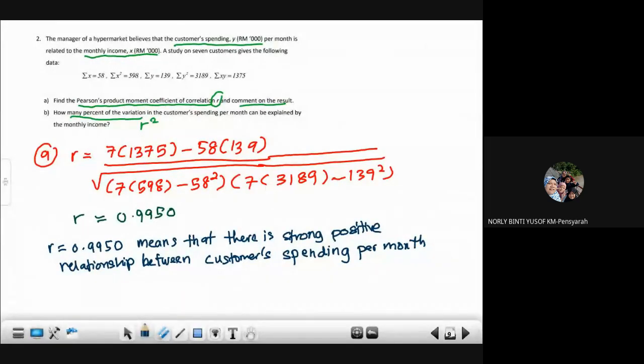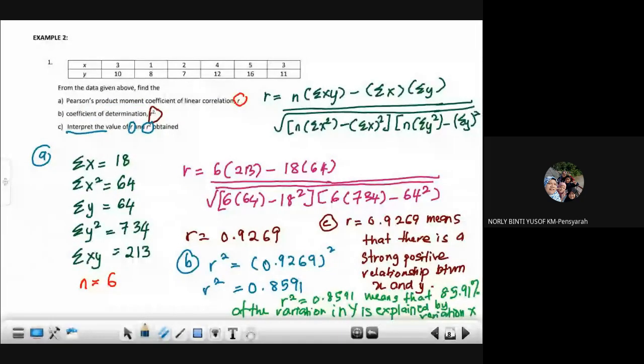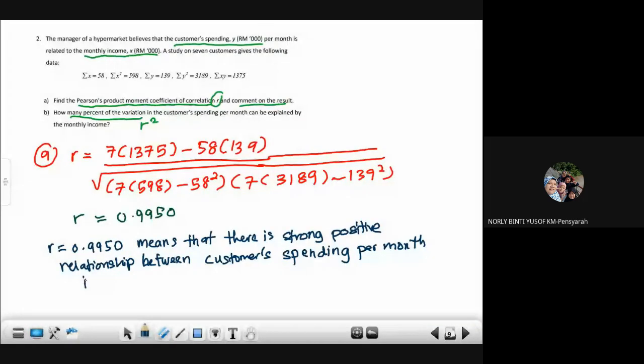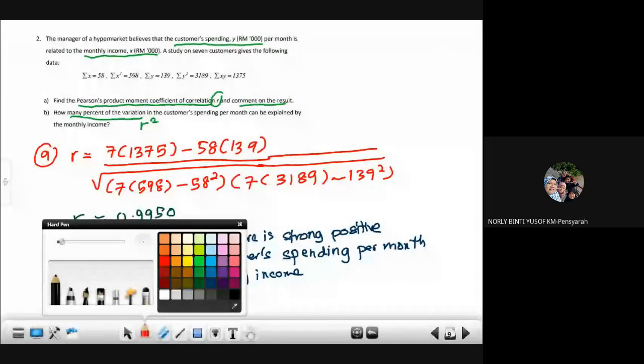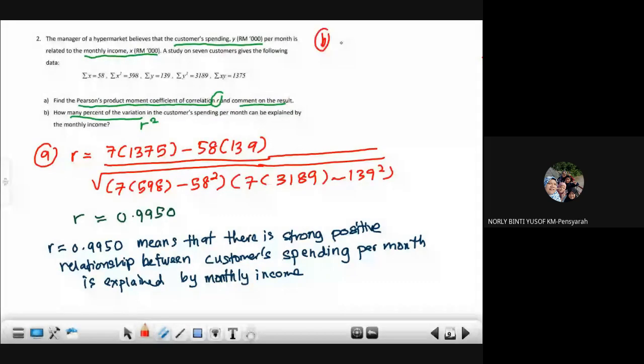Okay. Ayat dia per month is explained. So follow is explained by monthly income. That's how you write. Sebab ni specifically you main variable X dengan Y. So A dah jawab, lepas tu cari B. B pun sama, B you kena kuasa 2 kan. So B kuasa 2 sajalah R squared you.